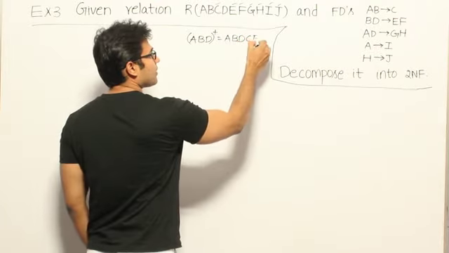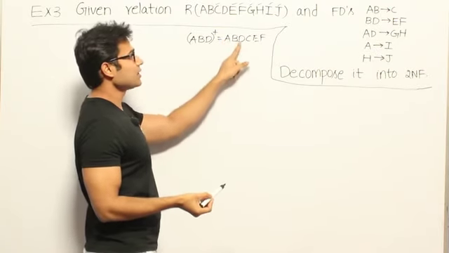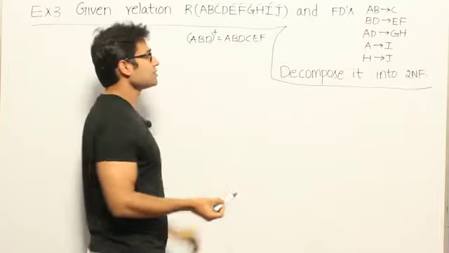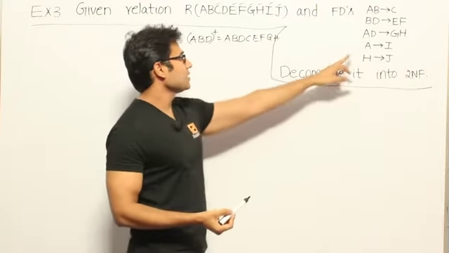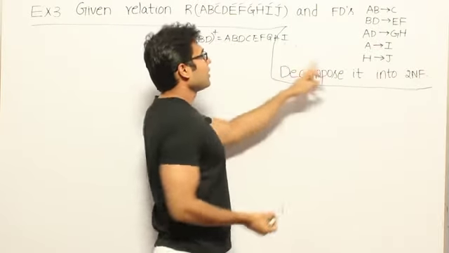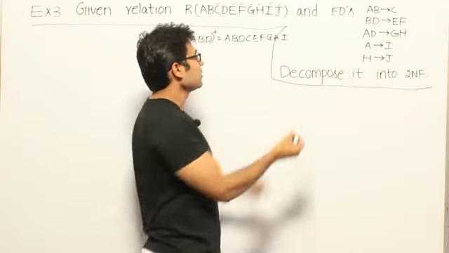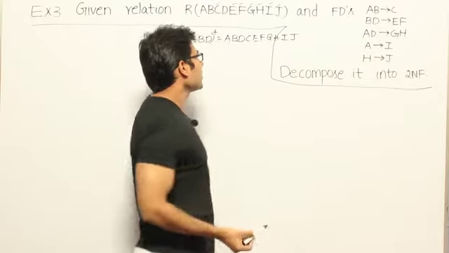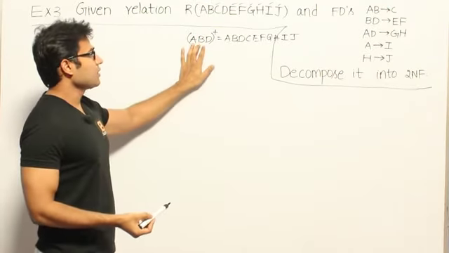and F, right? And again AD is there on the left side of the third functional dependency, and AD is here, therefore I can include its right hand side, which is GH, right? And the last ones, A is there in the left side, and A is here, therefore I can include I, and H is there on the left side of this FD, and H is there here, so I can include J. So I can include all of them. So what can I say? ABD is a candidate key.